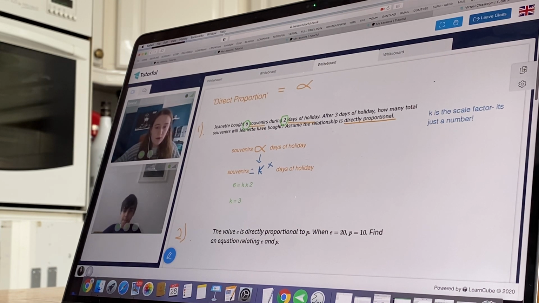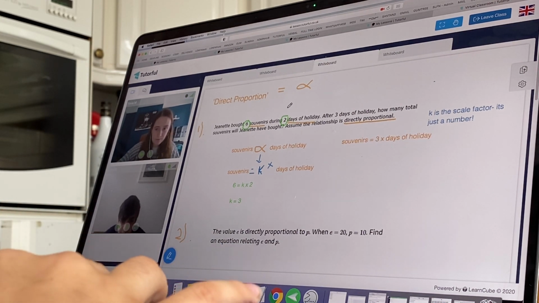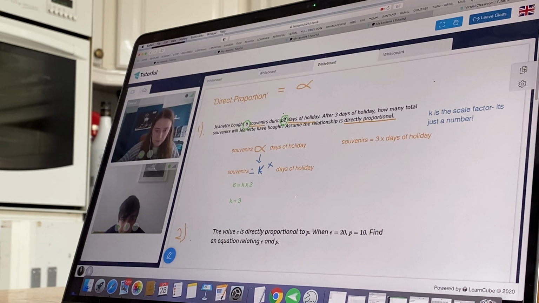So for every souvenir, there's 3 days of holiday. And then the new equation that we've got, we can write in words by replacing the K. Souvenirs equals 3 times days of holiday, because we've worked out what K is. So however many days it says, you multiply it by that. And after 3 days of holiday, how many souvenirs will we have then?